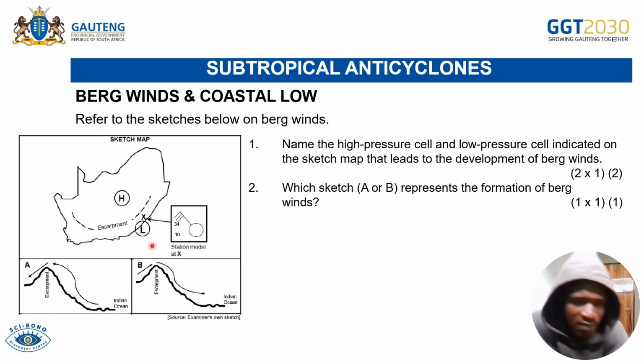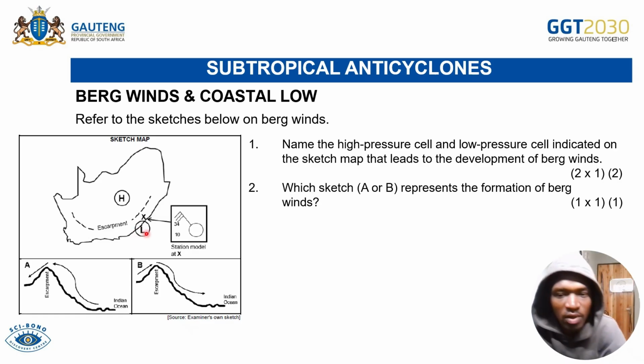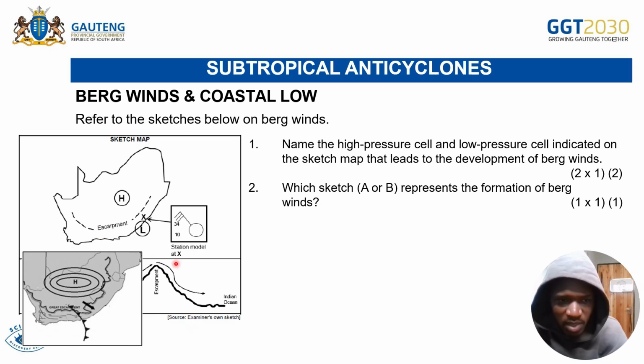Always look at diagrams. If you look at this diagram, H is the Kalahari High. This low pressure is along the coast, so it's our coastal low. Those are the two requirements for Berg winds to occur: high pressure, the Kalahari High, and our coastal low. In some diagrams, the coastal low will not be there, but you'll see a mid-latitude cyclone somewhere on the side, because when a mid-latitude cyclone approaches, it creates the conditions necessary for Berg winds to occur. So in some diagrams, especially in exam papers, you will see a mid-latitude cyclone right here, and then the coastal low might not be there.